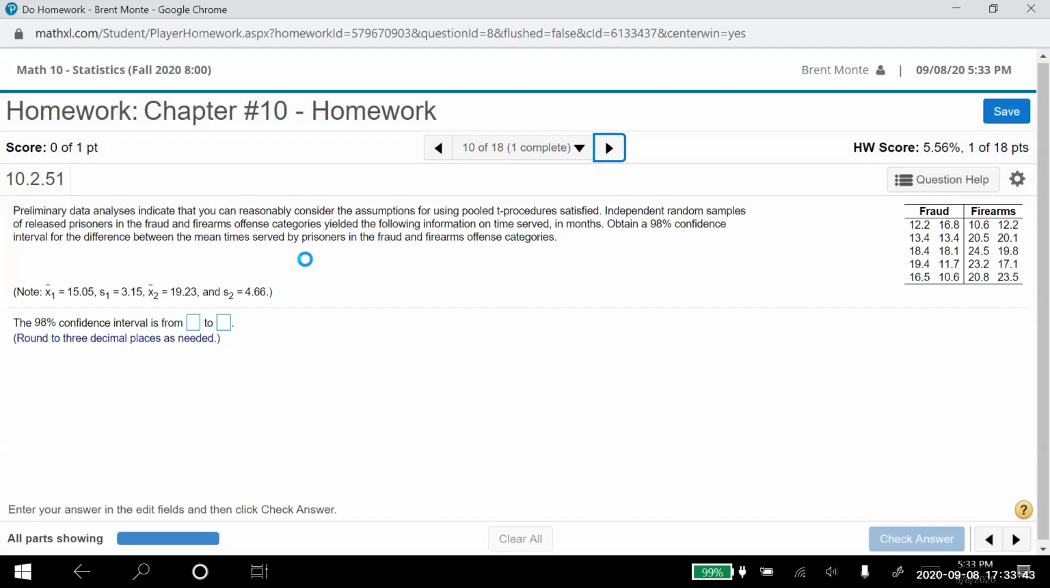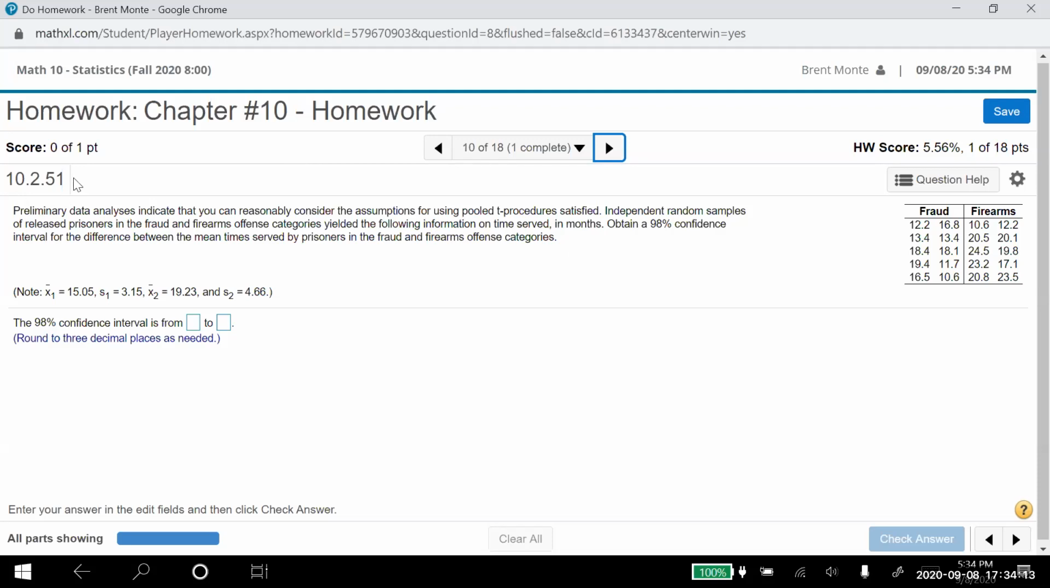All right. Again, it's fraud and firearms again. Now, think about how this is going to work. Since we rejected the null hypothesis, the confidence interval, we would be guaranteed, if that was a not equal instead of a less than or greater than, the confidence interval's not going to include 0, because we were saying there wasn't a chance they could be the same. So anyway, let's look at this.